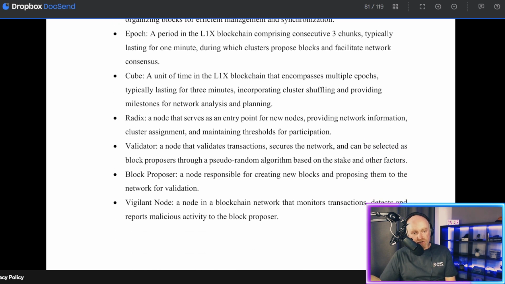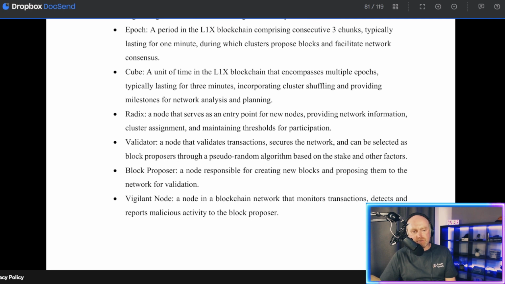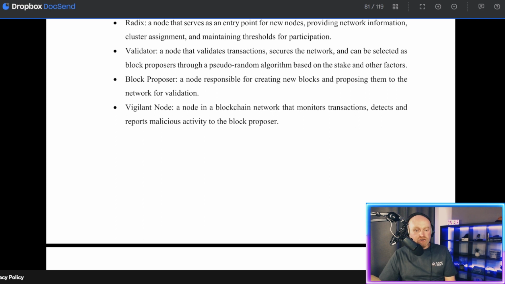Radix, a node that serves as an entry point for new nodes, providing network information, cluster assignment, and maintaining the threshold for participation. Validator, a node that validates transactions, secures the network, and can be selected as block proposers through a pseudo-random algorithm based on the stake and other factors. Block proposer, a node responsible for creating new blocks and proposing them to the network for validation. Vigilant node, a node in a blockchain network that monitors transactions, detects and reports malicious activity to the block proposer.